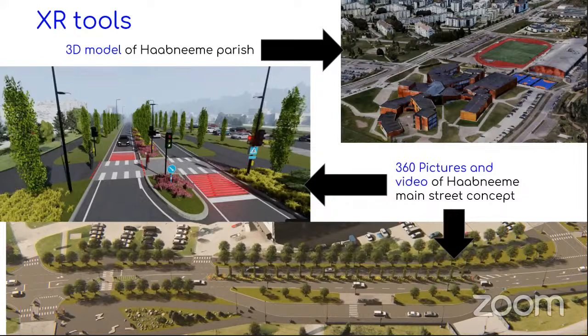This XR visualization was developed in order to give users a better understanding of the new main street through a pedestrian aisle level view. As part of the participation process, a special effort was put into showing the new main street solution to surrounding schools, both the students and their parents, to gather user experience and input to the project.